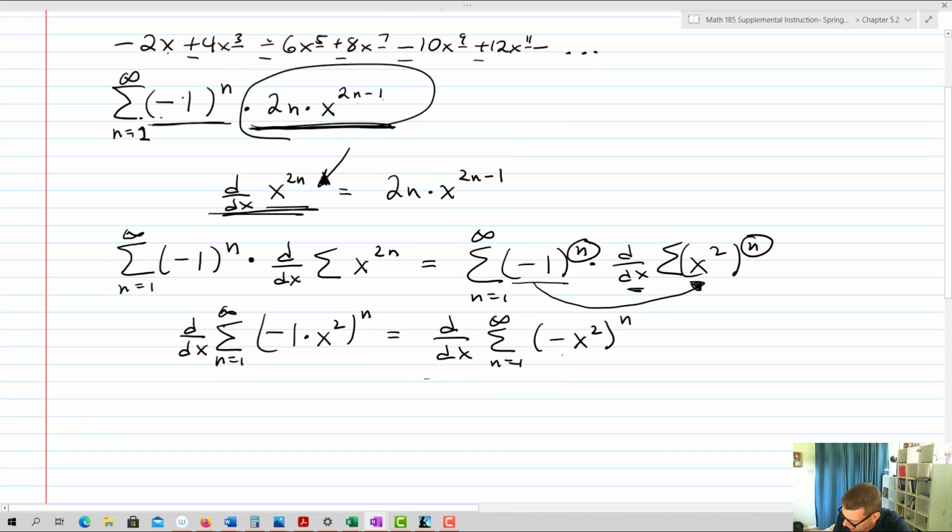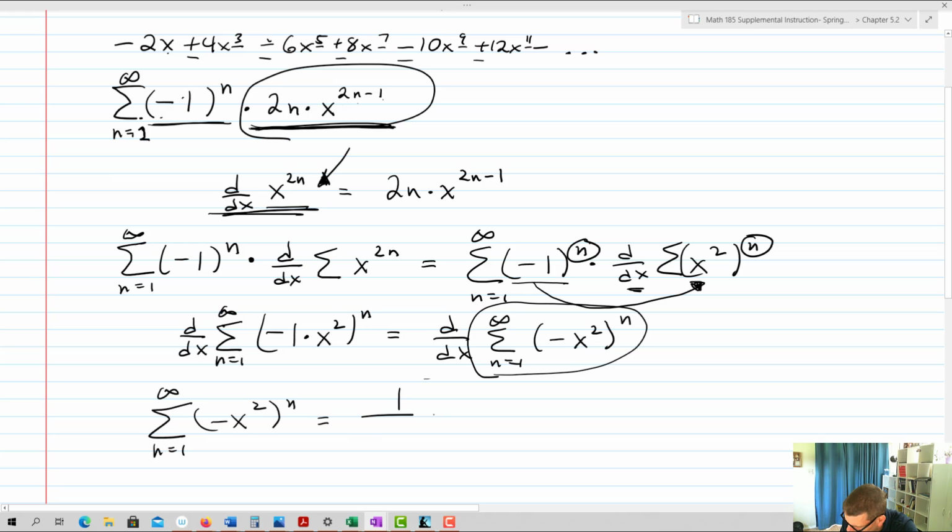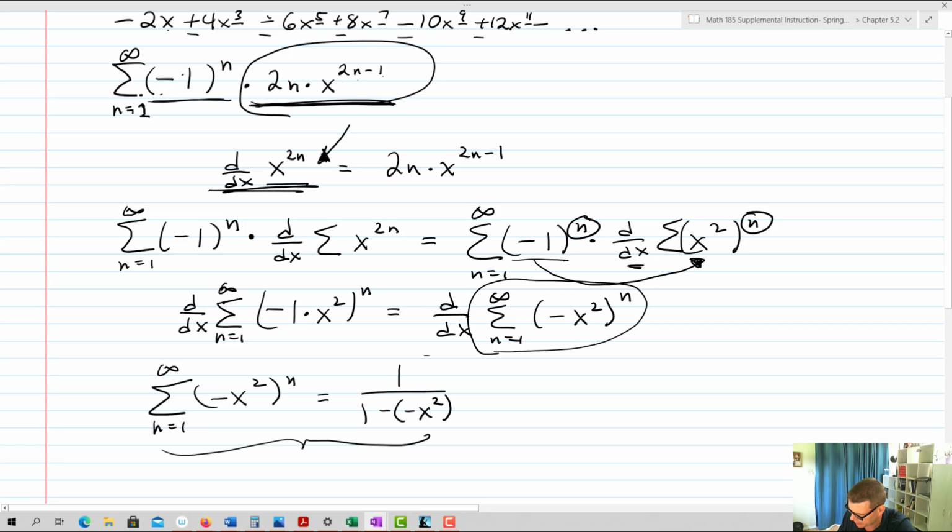Now, this right here is something that we can work with. We're going to be able to do something with that. What we want to note is that the sum, n equals 1 up to infinity, of negative x squared to the n is going to be 1 over 1 minus negative x squared, because that's just one of our standard power series. And so this is just going to be 1 over 1 plus x squared.